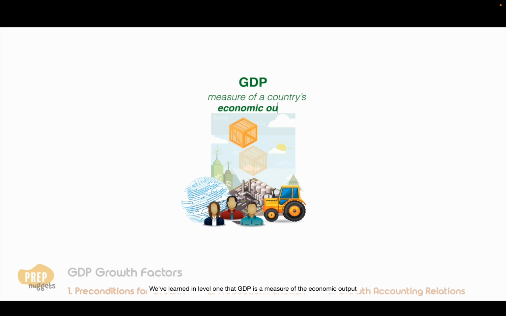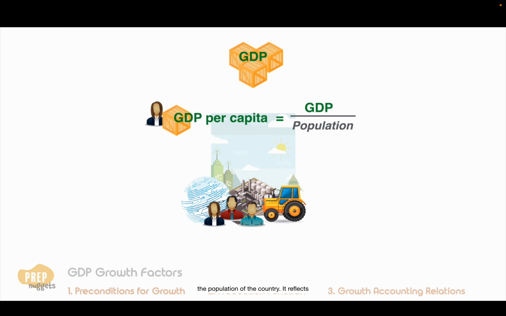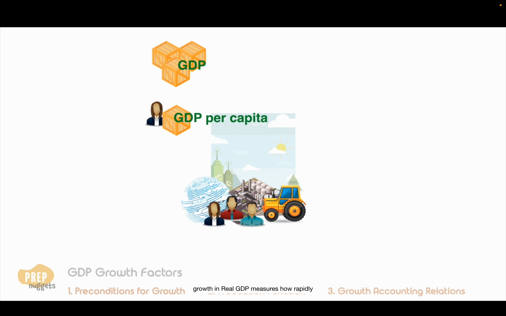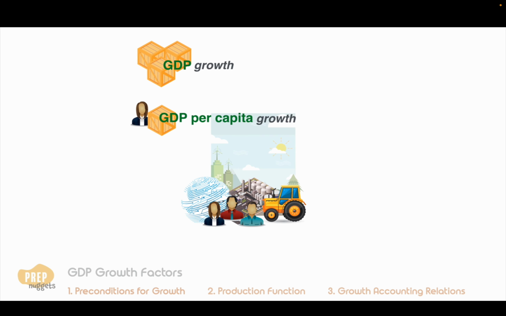We've learnt in Level 1 that GDP is a measure of the economic output of a country. GDP per capita is this figure, divided by the population of the country. It reflects the average standard of living in each country. Growth in real GDP measures how rapidly the total economy is expanding. Growth in real GDP per capita implies a rising standard of living. This is why sometimes GDP per capita growth is a preferred measure of a country's economic progress.